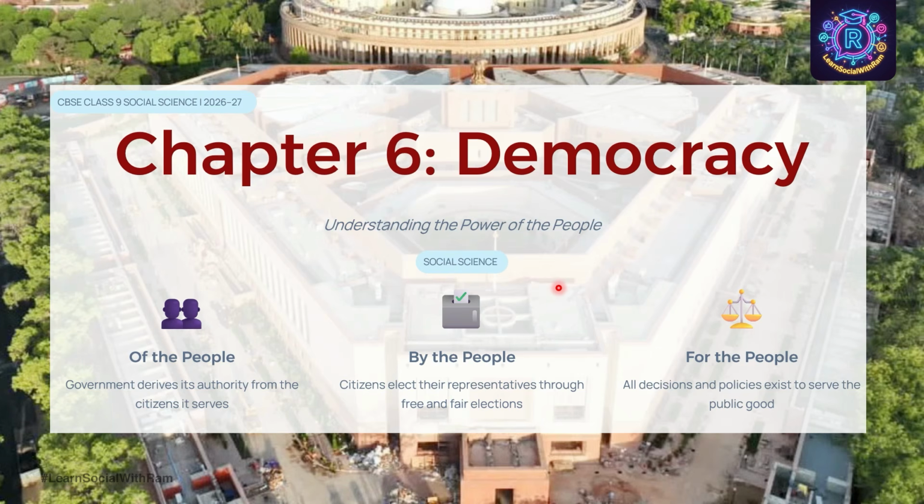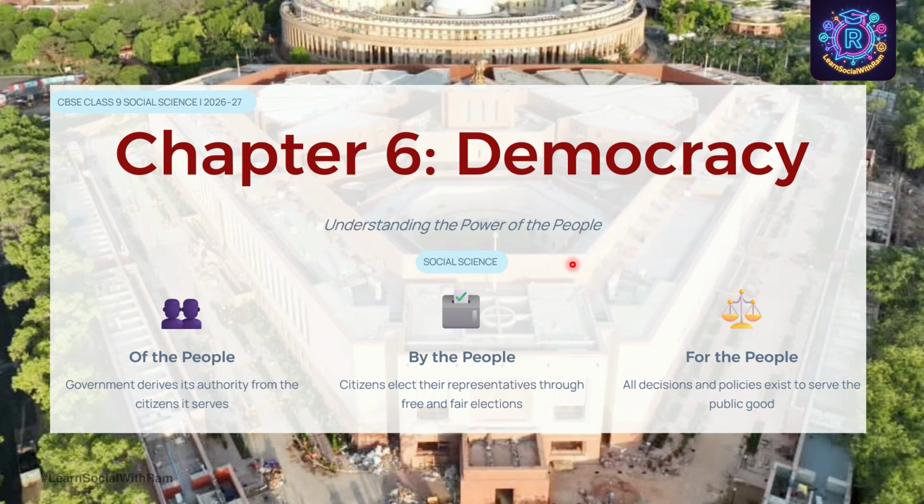Today we are starting a very important chapter in class 9 Social Science and the chapter name is Democracy. This chapter is not only important for examination but it is also important for life. Why? Because democracy affects every citizen. It affects you, it affects me and it affects everyone.